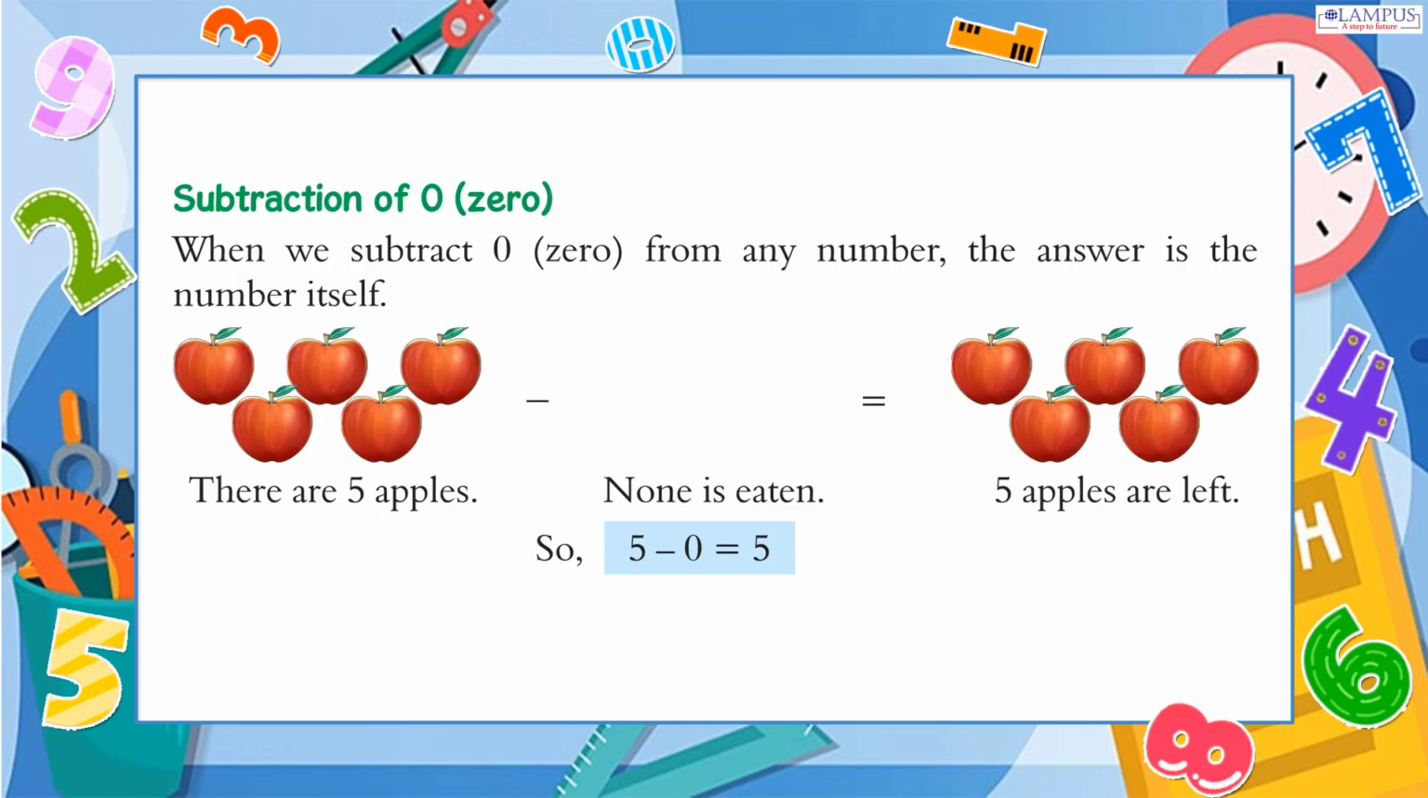Subtraction of 0. When we subtract 0 from any number, the answer is the number itself. There are 5 apples. None is eaten. 5 apples are left. So, 5 minus 0 equals 5.